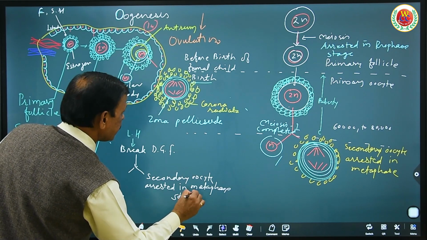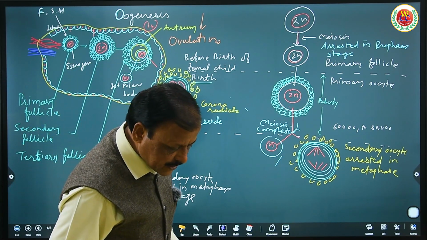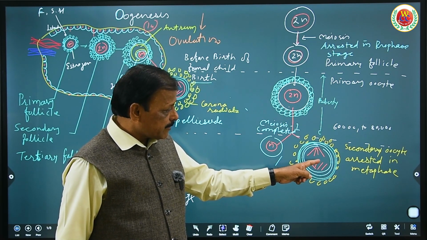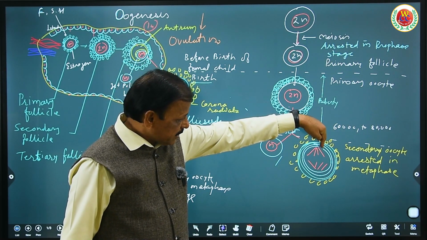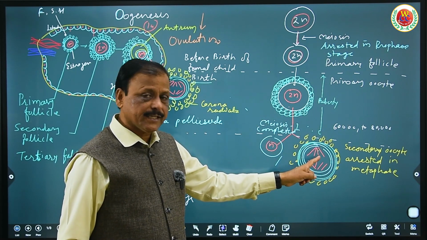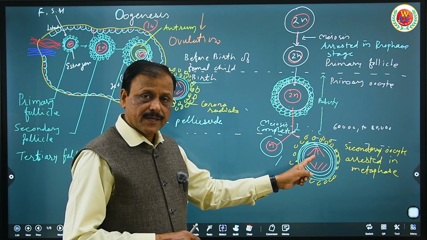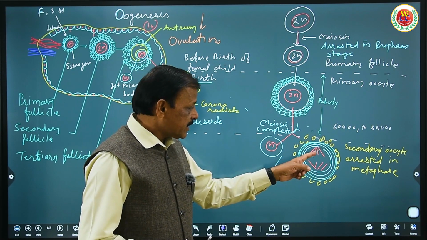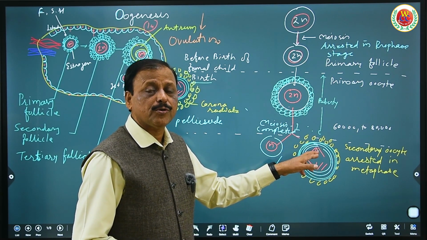So see simultaneously how it happened. This is where first meiosis completed. When second meiosis begins, it initiates that second meiosis which arrested in metaphase stage, when sperm enter through this corona radiata and zona pellucida and get into the nucleus of this secondary oocyte arrested in metaphase stage. Immediately the second meiosis which arrested in metaphase is completed, second polar body produced and ovum produced. That ovum is called oocyte. Second polar body is released out from the site where the sperm nucleus enters, called animal pole.